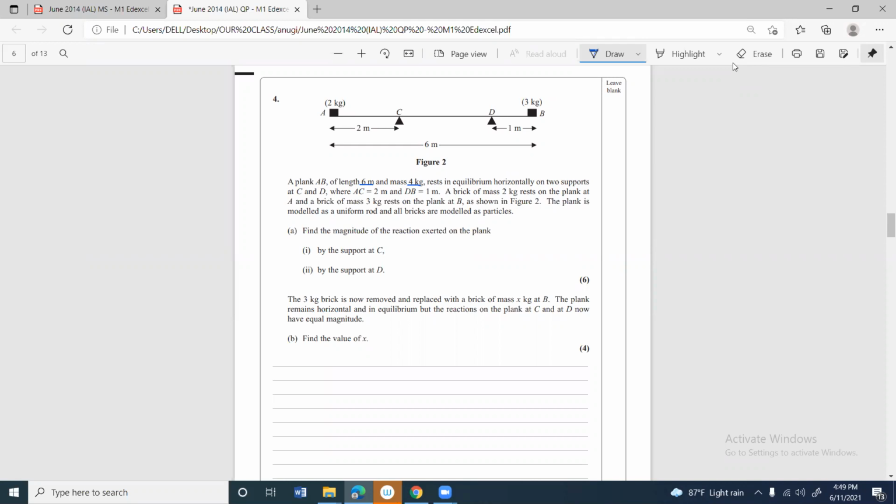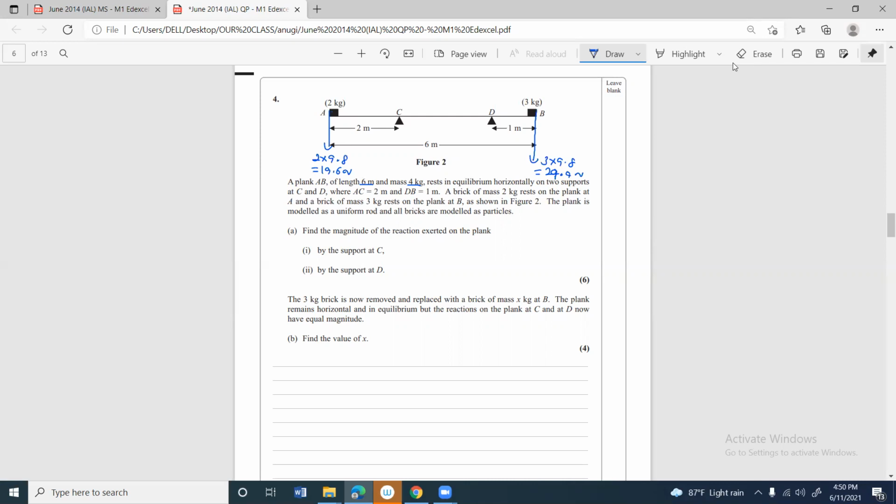A brick of mass 2 kg rests on the plank at A. So over here, you can mark this weight: 2 into 9.8, that is 19.6 newtons. And a mass of 3 kg rests at B, so it's 3 into 9.8, which equals 29.4 newtons. These are the forces acting here.